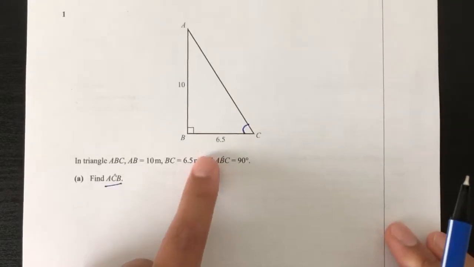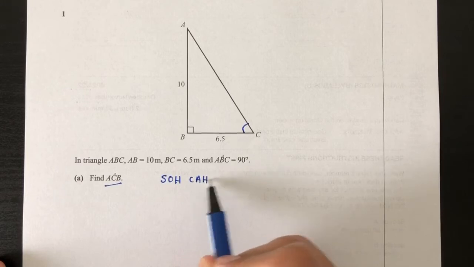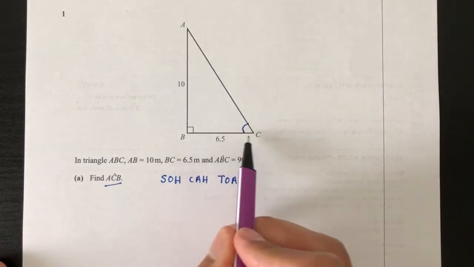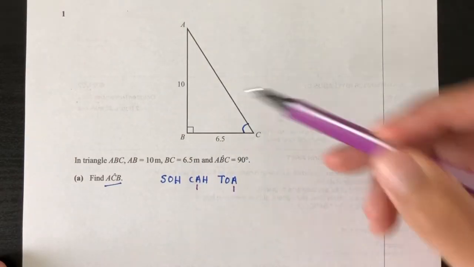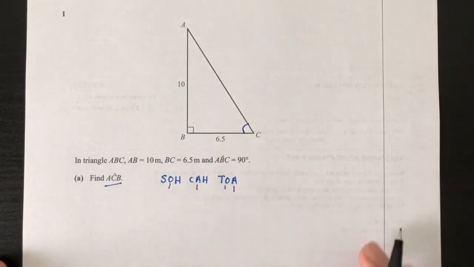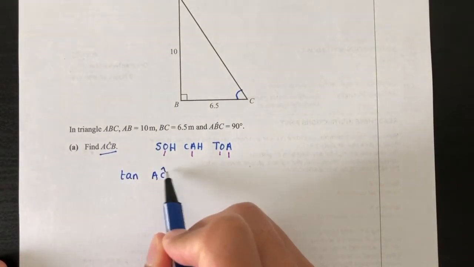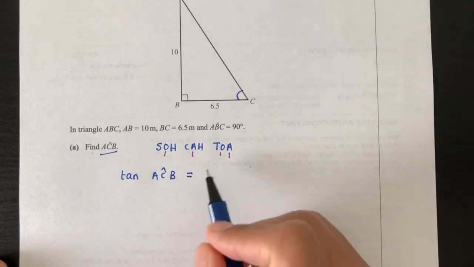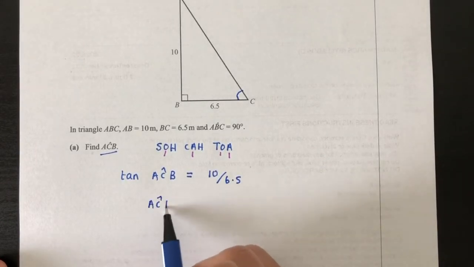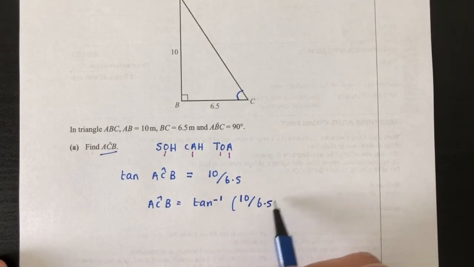Since we have a right angle triangle, we can use SOHCAHTOA to find the angle. We know this side will be our adjacent side, so A, and this side will be our opposite side, so O. In this case, we have to use tan. So tan of ACB is equal to opposite side 10 divided by adjacent side 6.5. So ACB is equal to tan inverse of 10 divided by 6.5.